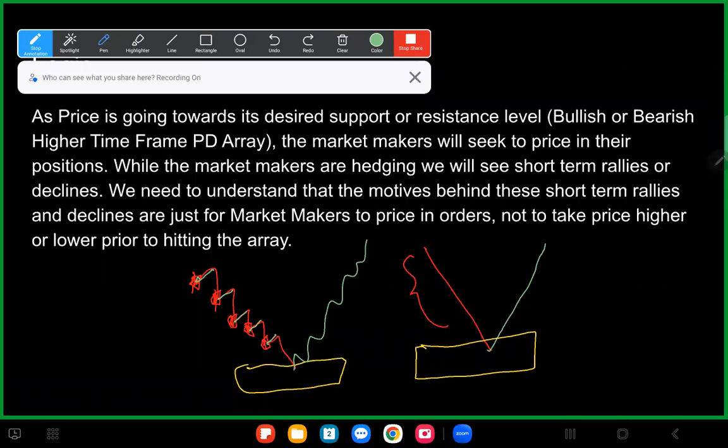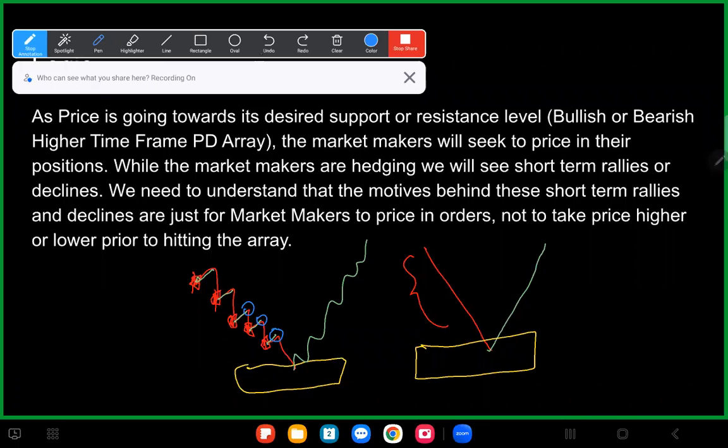Now, during these times right here, when price is going higher, these short-term highs that it's creating, that's when the market makers are hedging in their positions. They already know that they want to take price higher after hitting this array. After they hit this array, their objective is to take price higher. So what they do is they'll price in their orders.